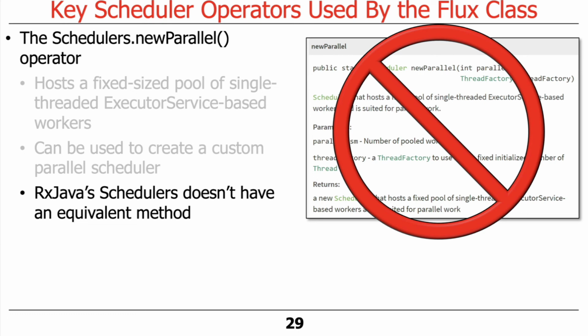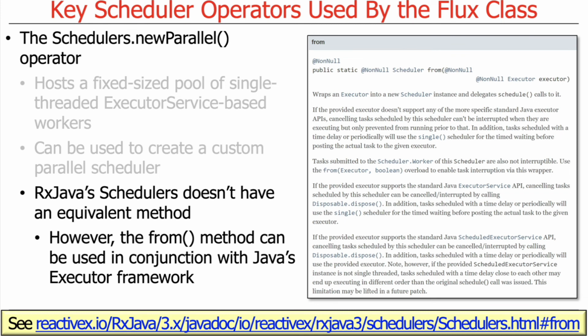RxJava does not have an equivalent method to this. Its Schedulers class doesn't have an equivalent method. However, you can use the from method, which is part of RxJava, in conjunction with Java's executor framework to get much the same kind of behavior. You can make your own thread pools with whatever size you want, and so on and so forth. So there are ways to get the behavior. They just don't have one that's called newParallel.